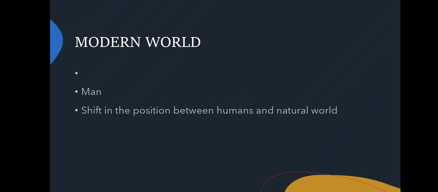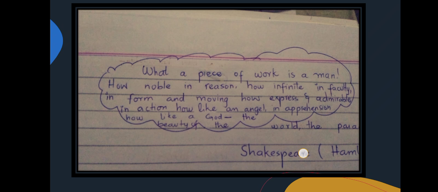So the modern world gave man his real place, his real realm to live in, to live a happy life and to lead a prosperous journey. According to Shakespeare, what a piece of work is a man! How noble in reason, how infinite in faculty, in form and moving, how express and admirable in action, how like an angel in apprehension, how like a god, the beauty of the world, the paragon of animals.